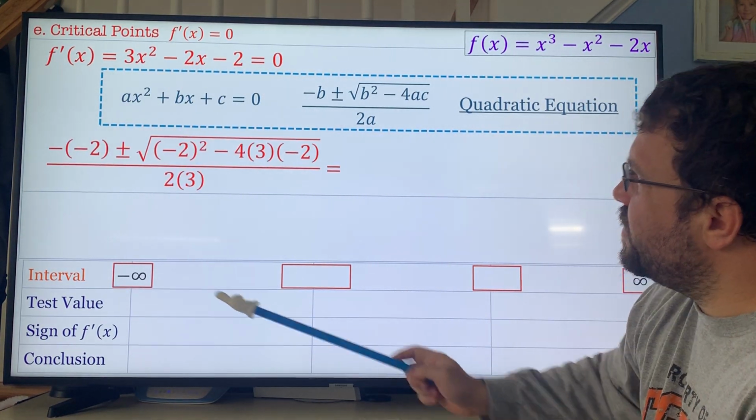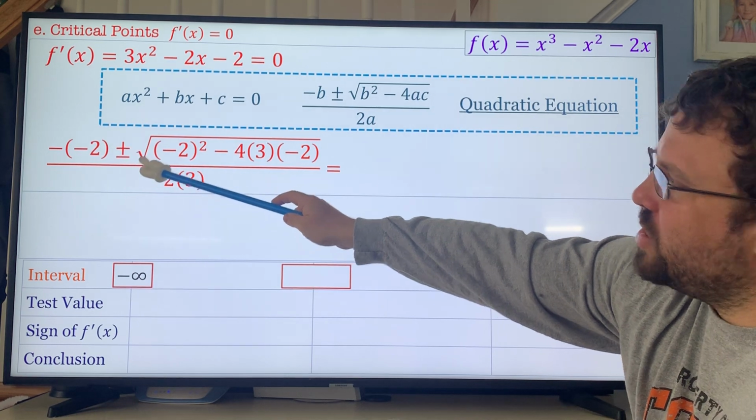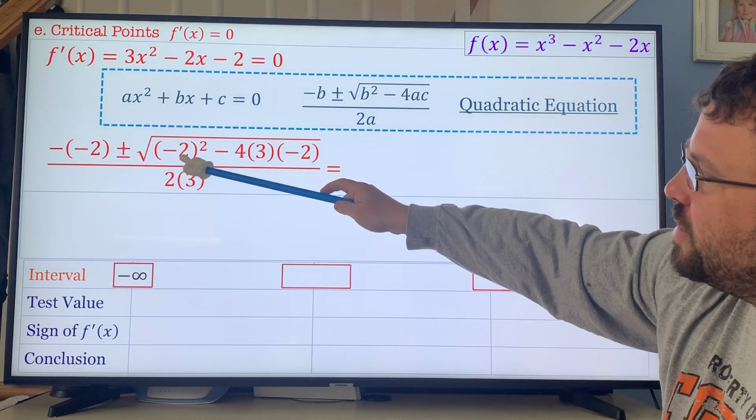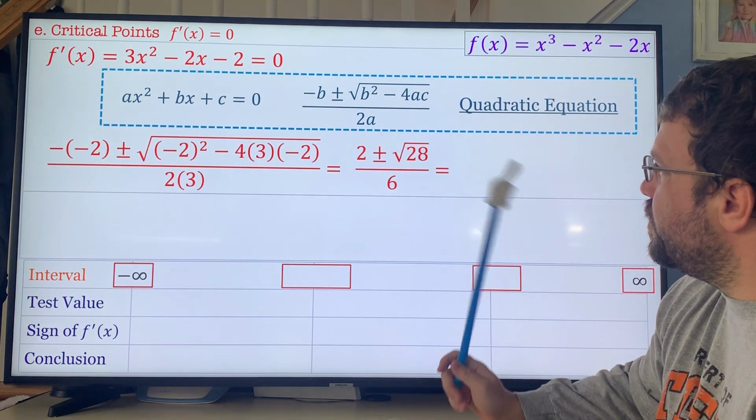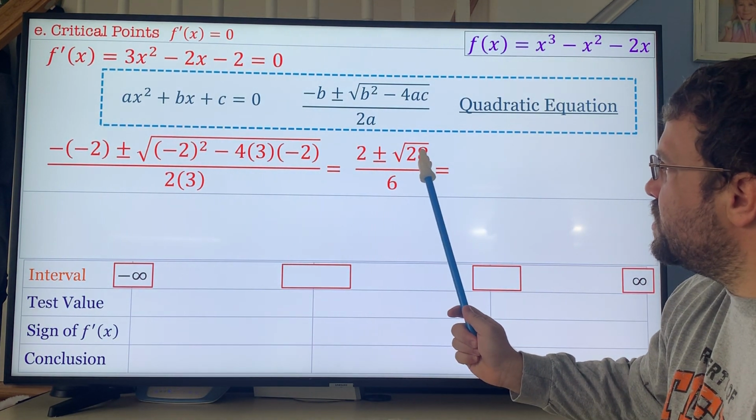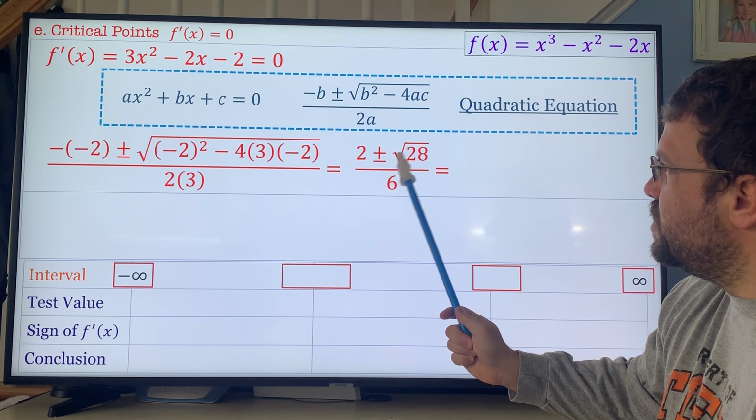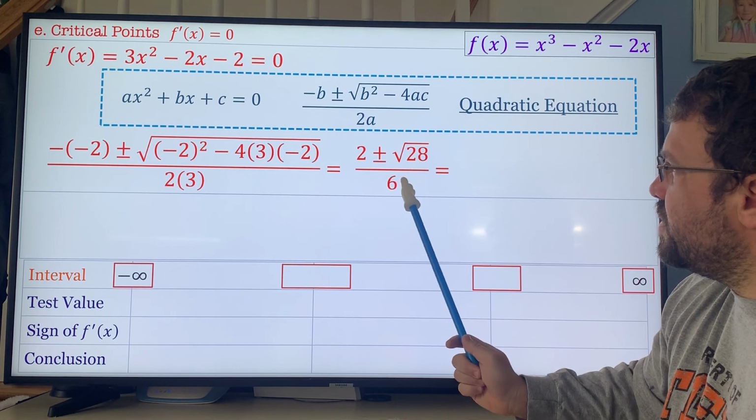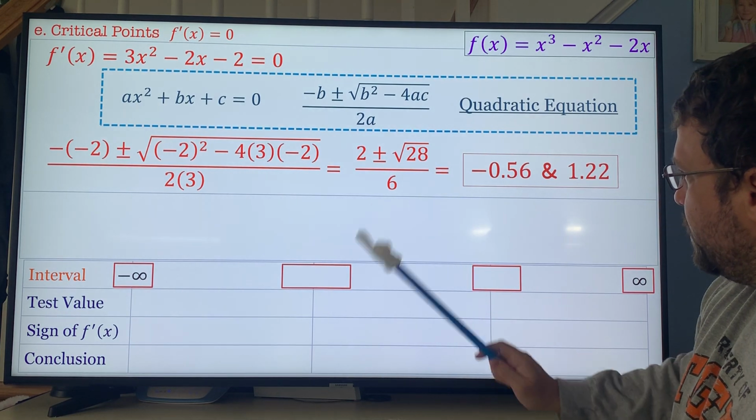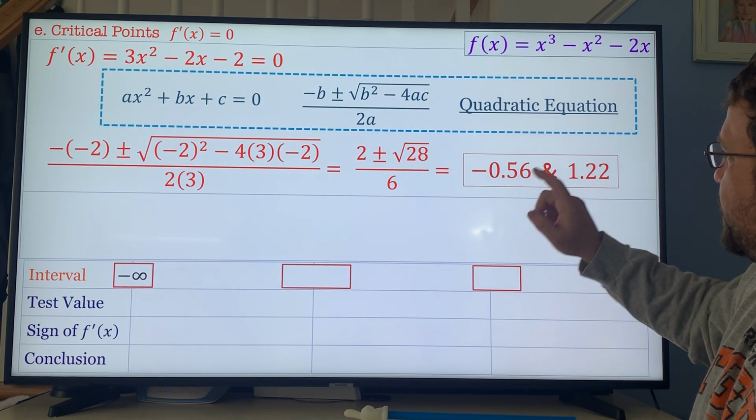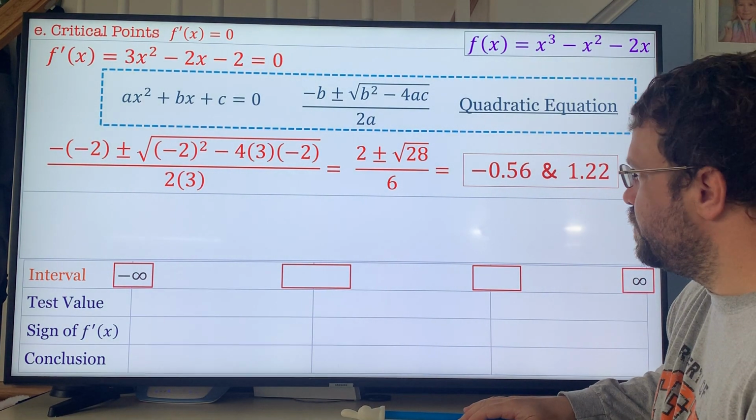And it's really not that difficult. Negative b, which is 2, plus or minus the square root of, just make sure you put all your negatives in parentheses, 4 plus 24, which is 28, over 2 times 3, or 6. 2 plus radical 28 divided by 6, and 2 minus radical 28 over 6, gives you -0.56 and 1.22.